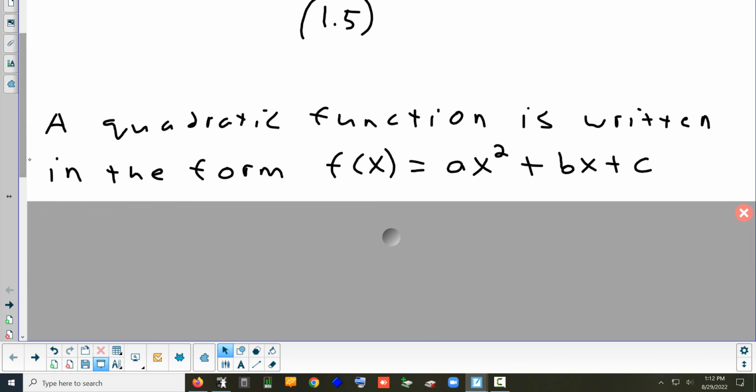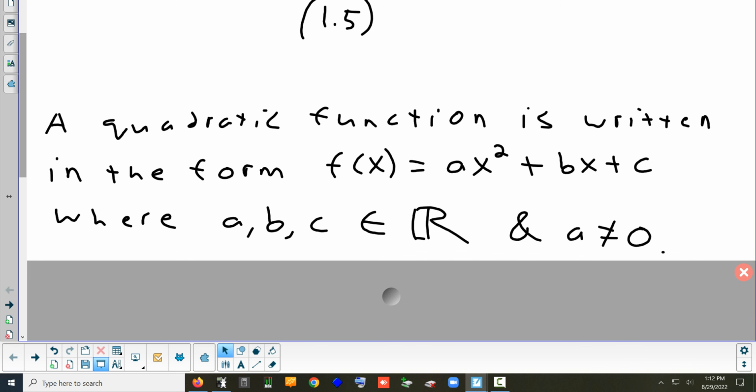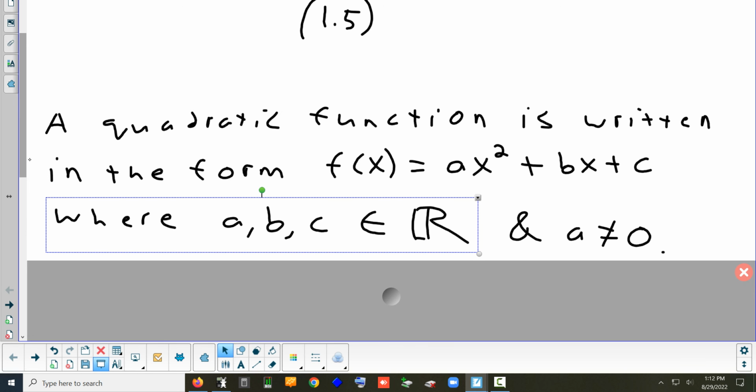So in general, quadratic functions are written in the form ax squared plus bx plus c. That's how you generally write it when you're getting ready to factor it or use the quadratic formula. Now remember, this symbol means real numbers. So what I'm saying here is a, b, and c are real numbers. Technically, this symbol means element of. So what I'm saying is a, b, and c are elements of the real number system. The only restriction is a can't be 0.